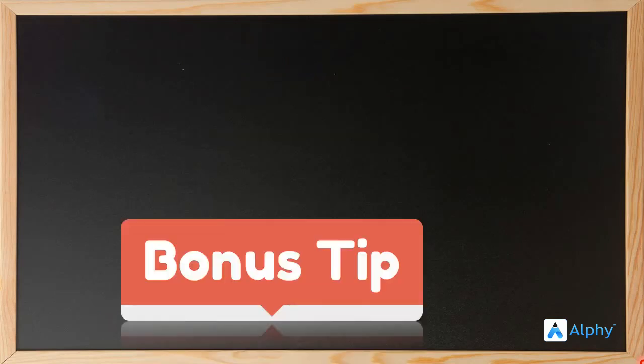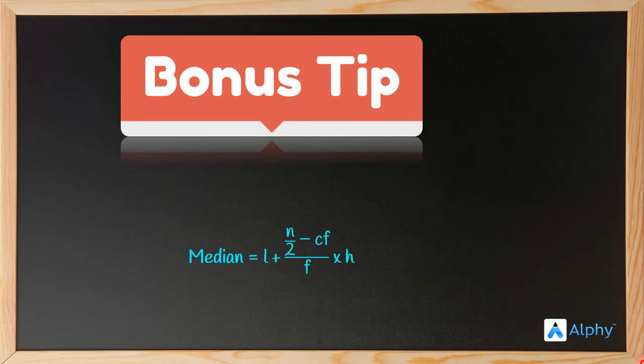So in this lesson, we have learned that median is given by the formula L plus n by 2 minus CF divided by F into H.